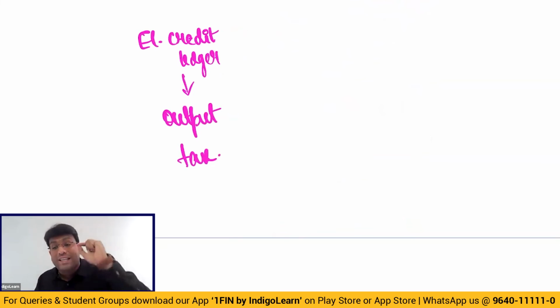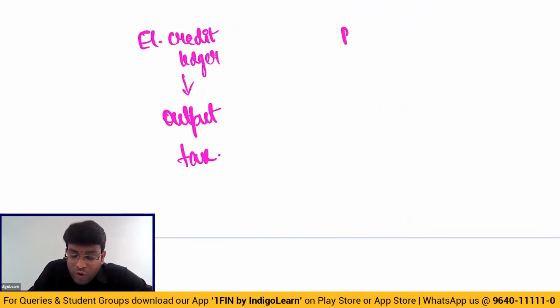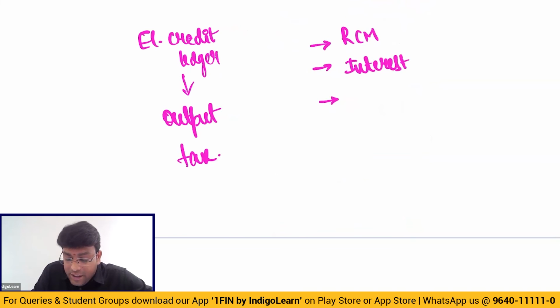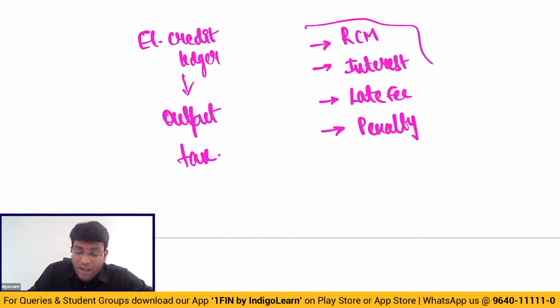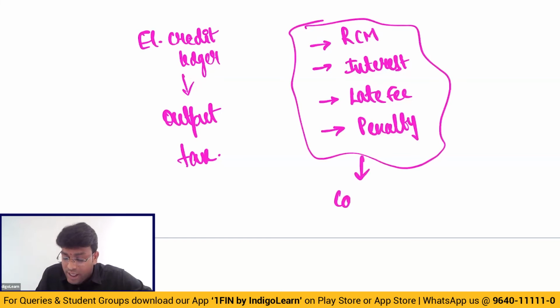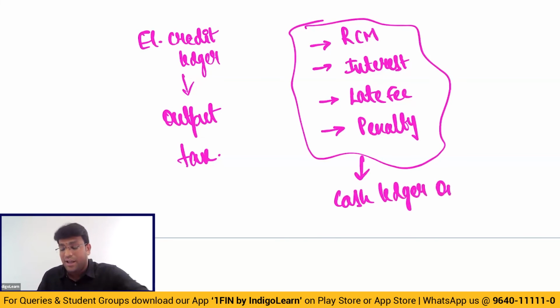That is, electronic credit ledger can be used only for payment of output tax. So, if we have to pay any tax under RCM, or if we have to pay any interest, or if we have to pay any late fee, or if we have to pay any penalty, we can pay all of this using cash ledger only. We cannot use credit ledger balance to pay tax under RCM, or to pay any interest, or to pay any late fees or any penalty. We cannot use electronic credit ledger.